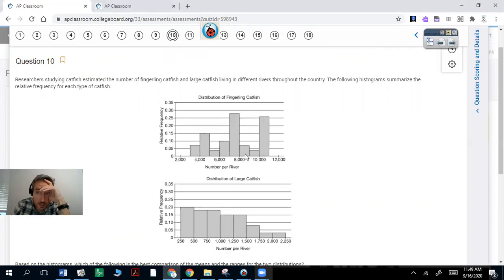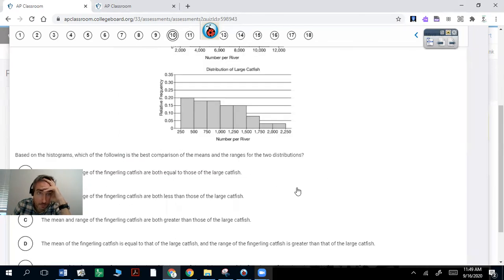Researchers studying catfish estimated the number of fingerling catfish and large catfish living in different rivers throughout the country. The following histogram summarizes the relative frequency for each type of catfish. This one's kind of all over the place. Relative frequency, remember, is a decimal. This one's kind of steadily going downward. So this is number per river. Oh, these are the fingerling and the large, so keep that in mind.